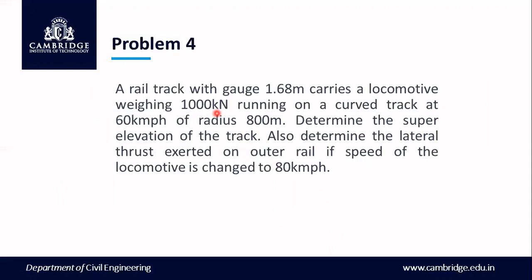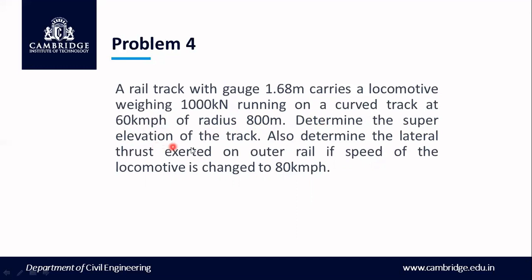And coming to the next problem, the last problem, problem number 4. A rail track with gauge 1.68 meters carries a locomotive weighing 1000 kilonewtons running on a curved track at 60 kmph of radius 800 meters.